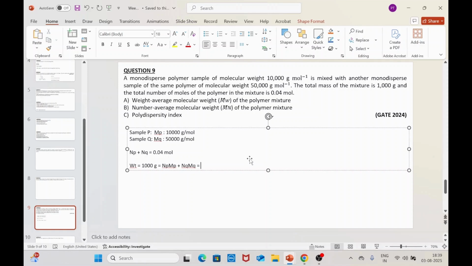NP plus NQ, we do not have individual NPs and NQs, but we have MP and MQ and we have the weight. So it is just arithmetic now, as I said. So I can write this as NP. I'm going to take it as 0.04 minus NQ, and if I do that, then the weight will be nothing but... okay, first let me write it in that form.